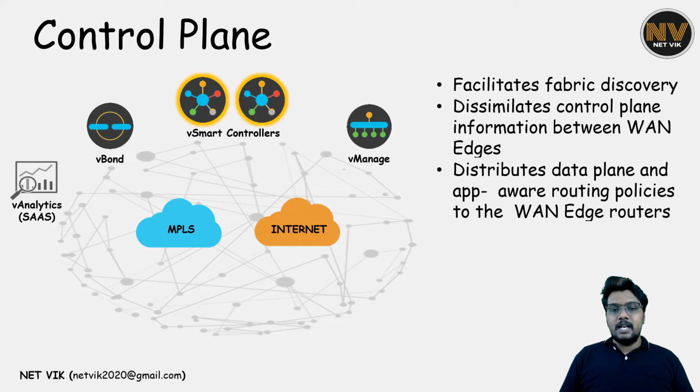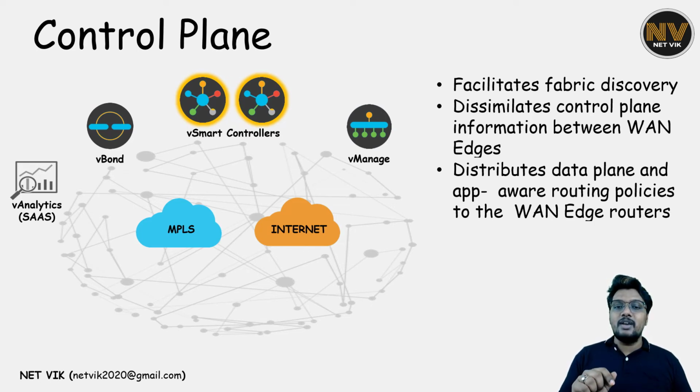It distributes data plane and app-aware routing policies to the WAN edge routers. vSmart is responsible for key exchange as well. As you are aware, the primary functionality of any SD-WAN is security. Data traffic is completely encrypted between the sites. For this encryption to happen, we need a key exchange, right? How do we do this in our regular IPsec tunnel? We create phase 1 to securely exchange the key, isn't it?